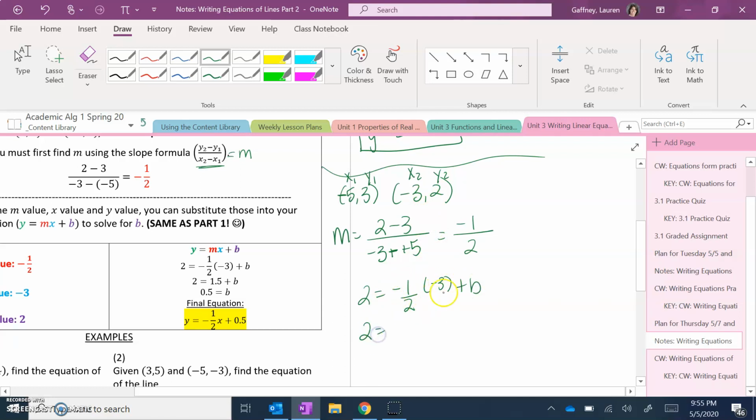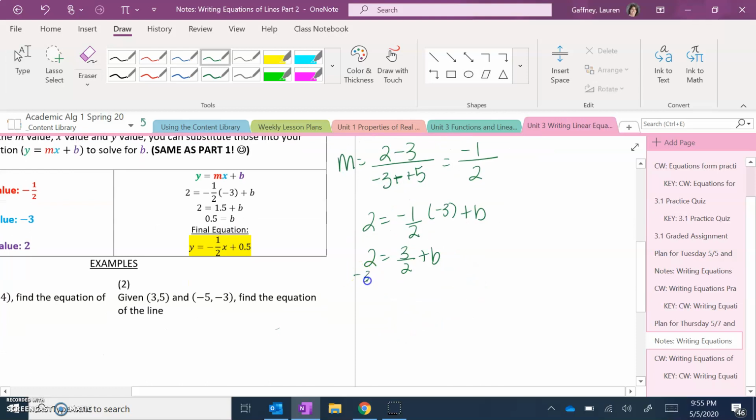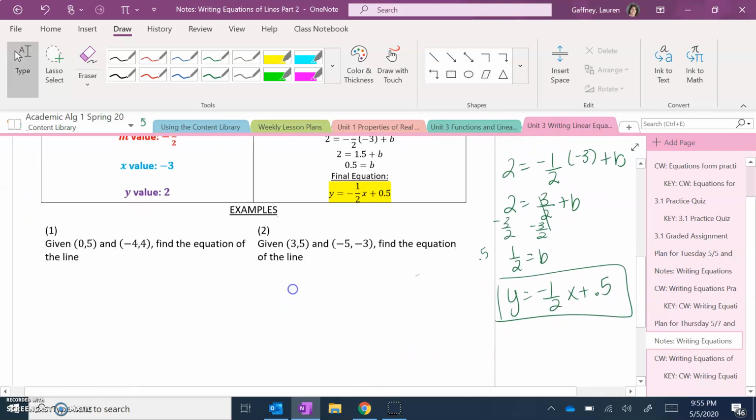Now, this isn't going to turn out super nice here. The negatives will cancel, but it'll be 3/2 or 1.5. If you want to do the decimal, that's fine. So subtract that over, and you find that your b is 1/2 or 0.5. Doesn't matter how you write it. So y equals -1/2 x plus 0.5 or 1/2. I don't know how you write it. Okay, let's walk through another one.